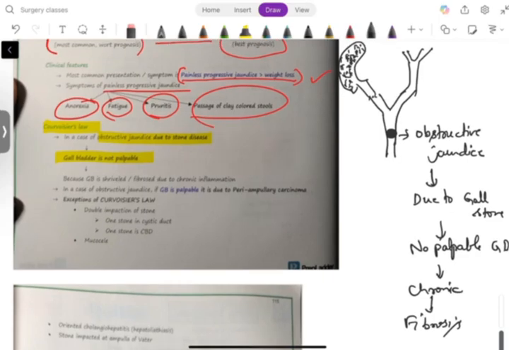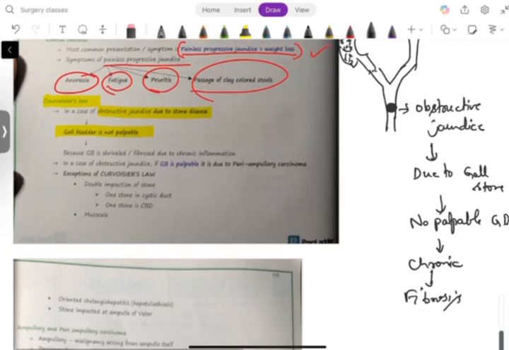If the gallbladder is palpable and there is obstructive jaundice, then it is not due to gallstone. We can understand it like this. So basically if the gallbladder is palpable and the patient is having obstructive jaundice, we should not look for gallstones. There can be some other cause. Look for that, that's all. Okay?